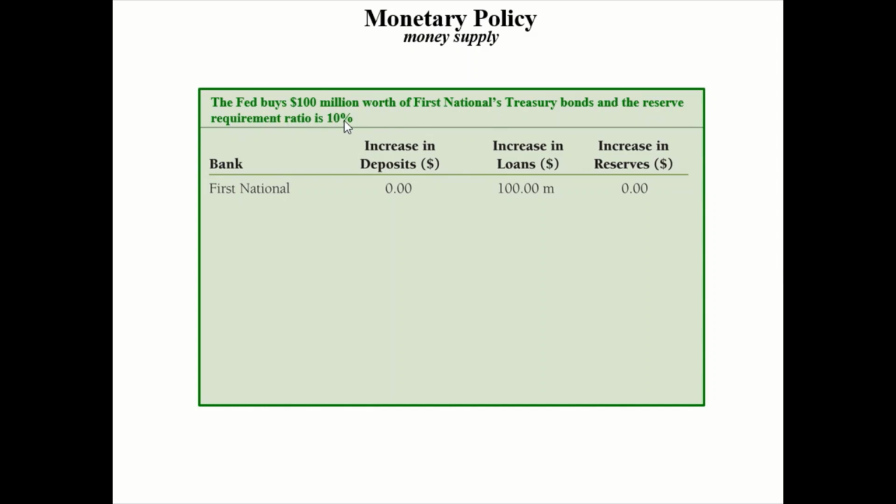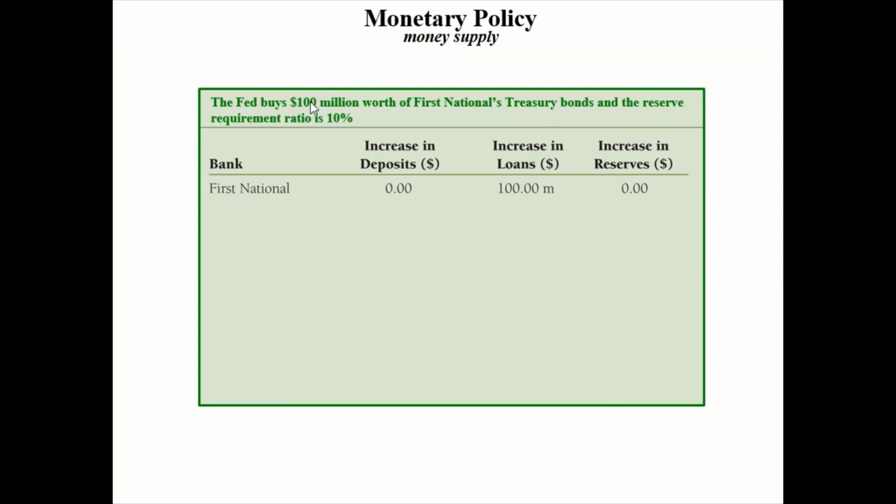And the reserve requirement is 10%. So what happens here is when the Fed, our central bank, buys $100 million worth of First National's Treasury bonds, that means First National, instead of lending the money to Treasury through Treasury bonds it holds, now has $100 million that it can lend out to consumers or businesses, right?